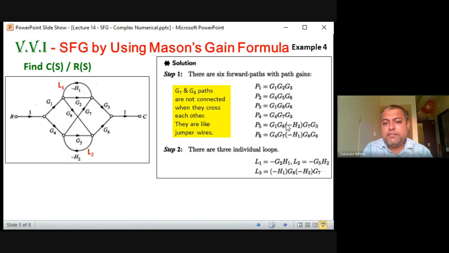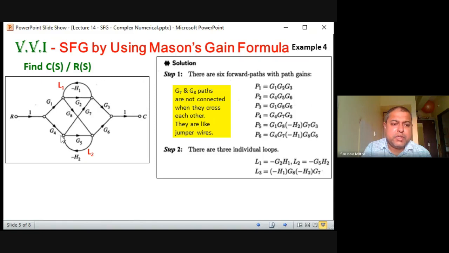Fine. So P5, again you see, is 1, G1, G8, minus H2. Then comes G7 and G3, and this goes outside. What is P6? That is the last forward path. For the last forward path you have to come below. So first is G4, then G7.